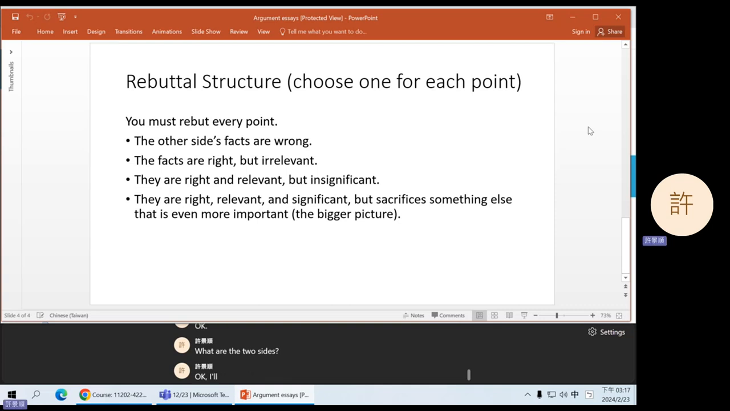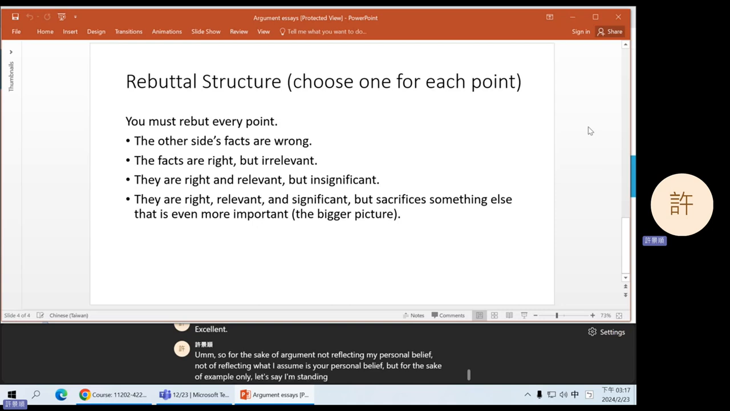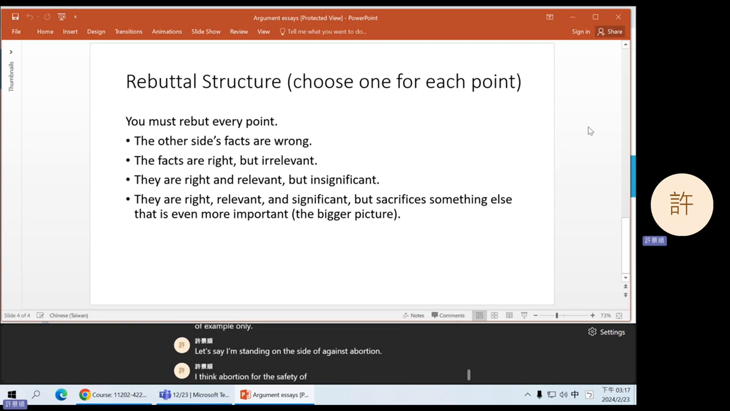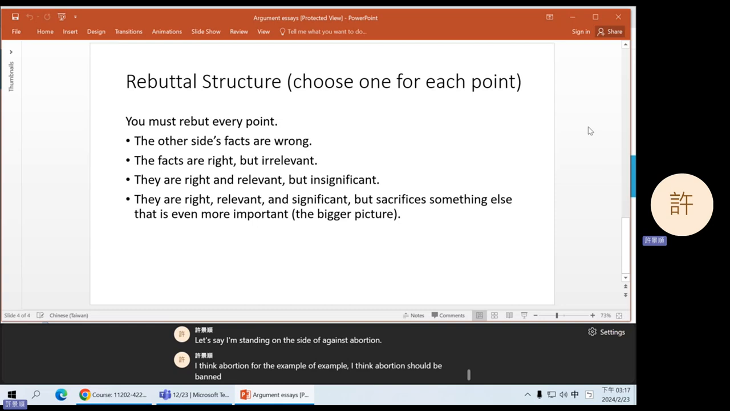Okay, I'll come back to that. Somebody over here? Abortion, excellent. So for the sake of argument, not reflecting my personal belief, not reflecting what I assume is your personal belief, but for the sake of example only, let's say I'm standing on the side of against abortion. I think abortion should be banned, except for emergency cases.